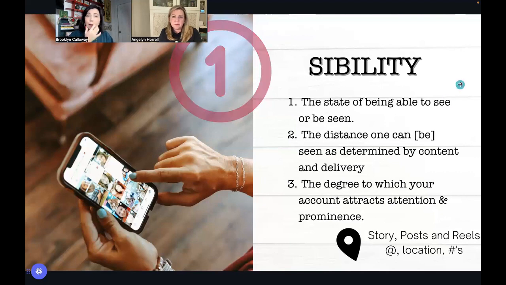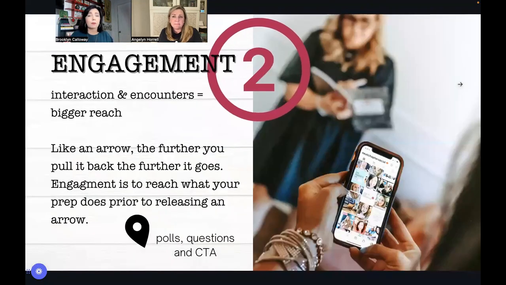Really quickly, we're going to go through this 2, 3, and 4. But don't be overwhelmed by any of this because like Angeline says, we are going to do deep dives and more classes on these 3 parts of the sales cycle later on in Social Club. So engagement just means interaction and encounters. And the more interaction and encounters that you have with your content amplifies your reach. It's like that wind thing on the fireplace fire, right? It just makes it get bigger.